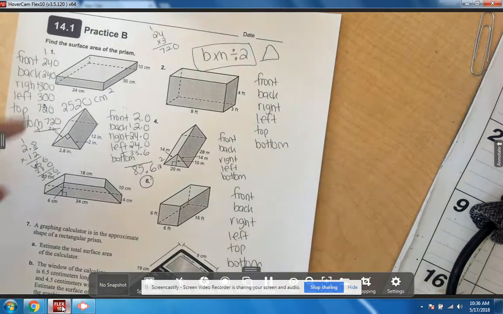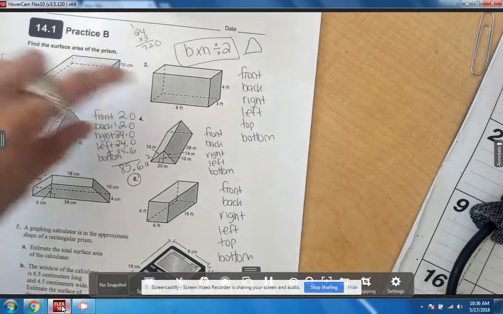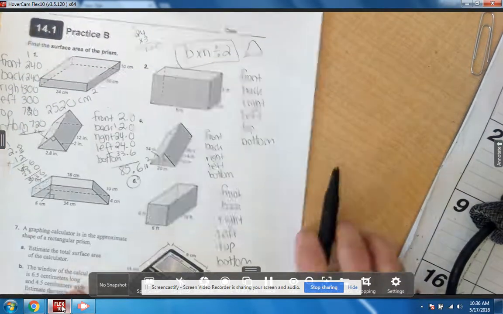So when you come up to see me, you should have the 2 that I did with you and the 3 that you did on your own. Okay, so make sure you have it all done.